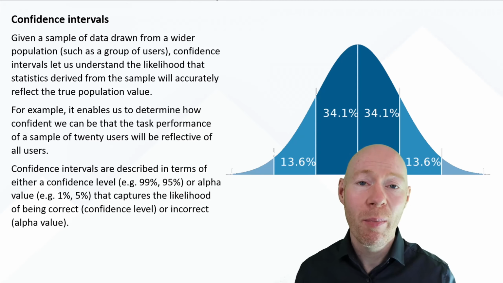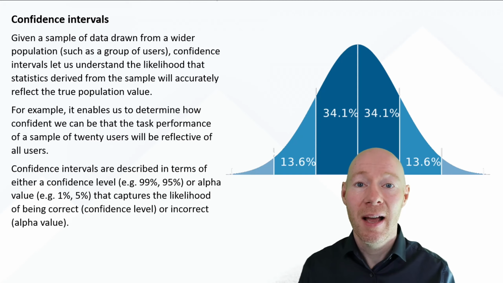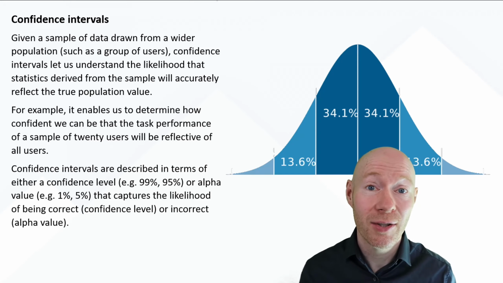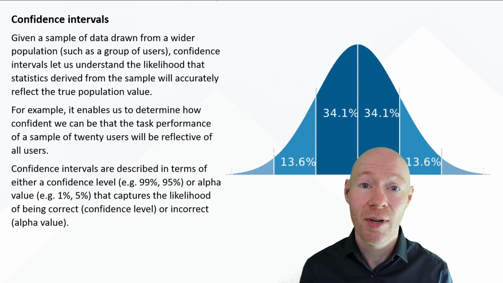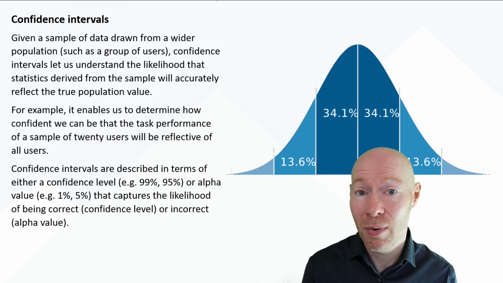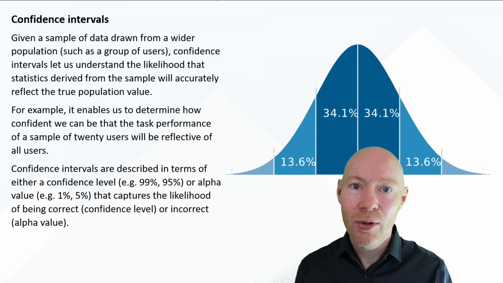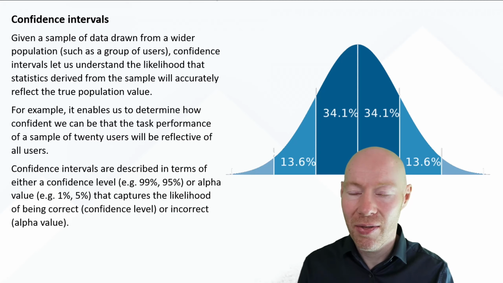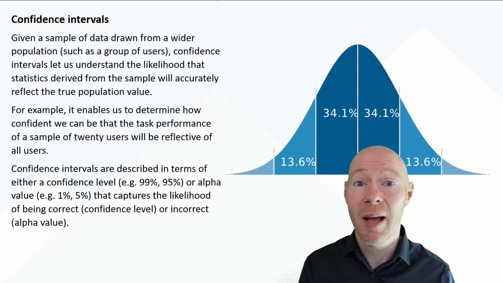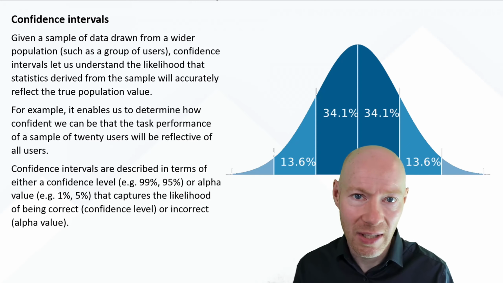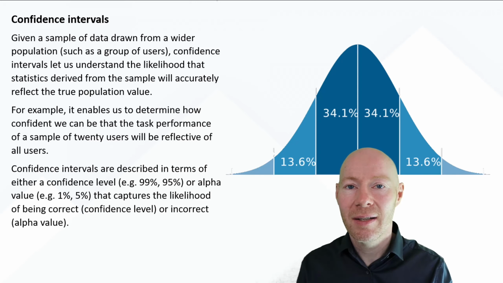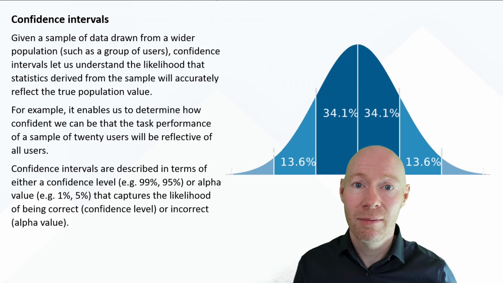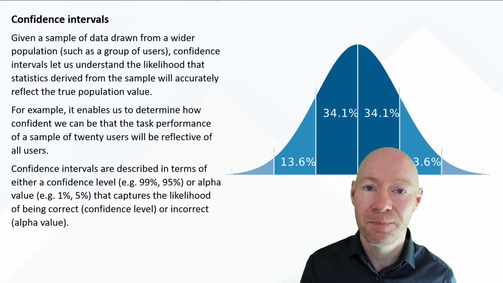So we touched upon this: if we collect a sample of data from a larger population, in other words, we've tested 10 users from the total number of users that we might have for an application, we want to use confidence intervals to describe to what extent the statistics that we derive from our sample, things like the mean or the standard deviation, are true or reflect a true value for the larger population.